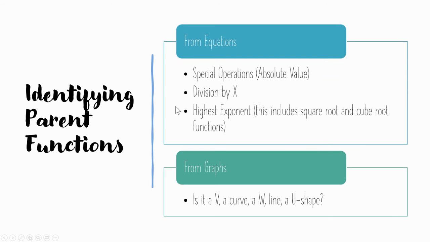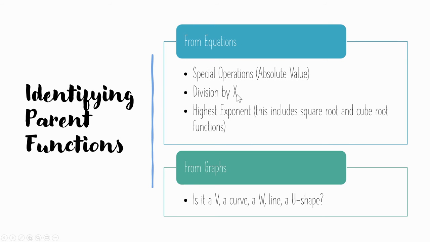So let's talk about how we identify parent functions. How are your math teachers secretly doing it, even before they graph it? One example is special operations. When you see absolute value symbols in the problem, that's a dead giveaway that it's going to be shaped like a V. You can see right here it says, is it a V? Because if it's got any type of V to it, I know it's an absolute value.